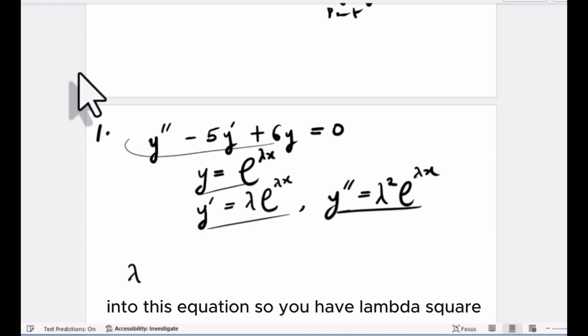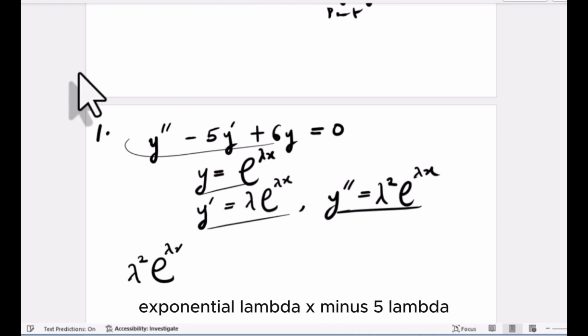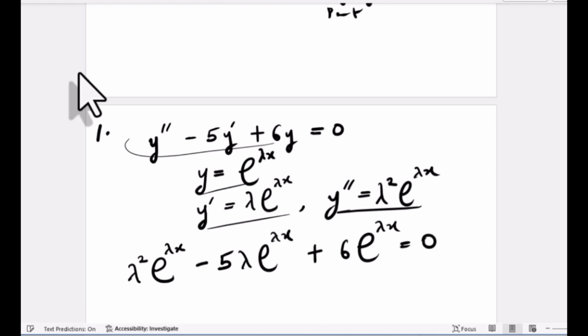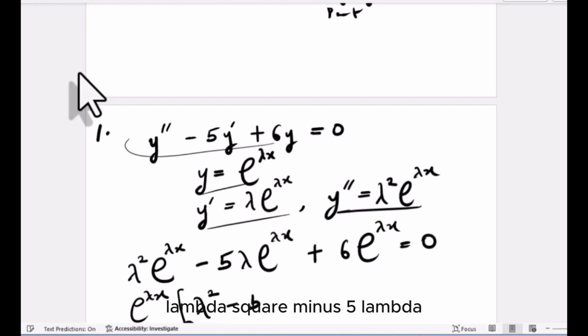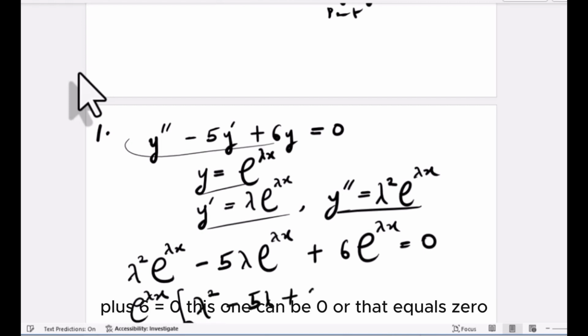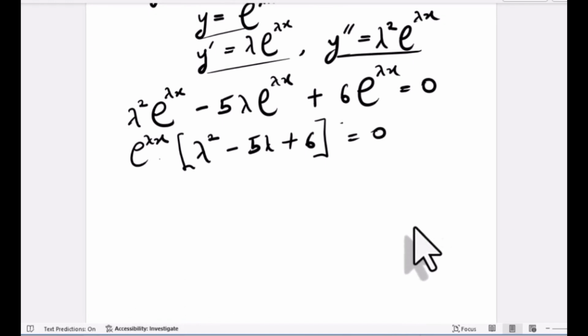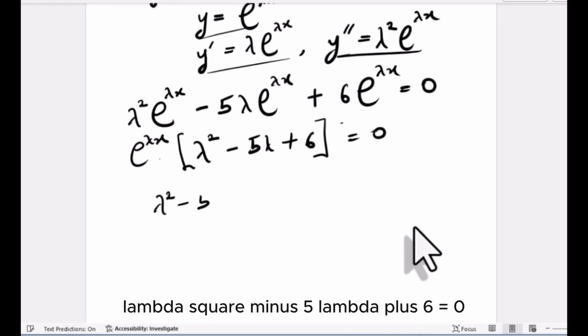So you have lambda squared exponential lambda x minus 5 lambda exponential lambda x plus 6 e raised to lambda x equals 0. Factoring out exponential lambda x, you have exponential lambda x times lambda squared minus 5 lambda plus 6 equals 0. The exponential can never be 0, so lambda squared minus 5 lambda plus 6 equals 0.